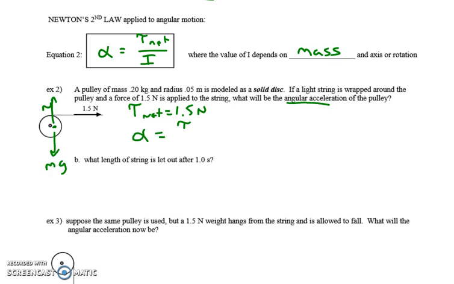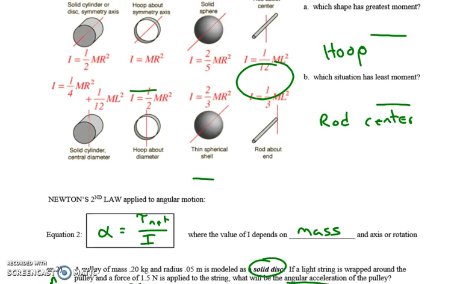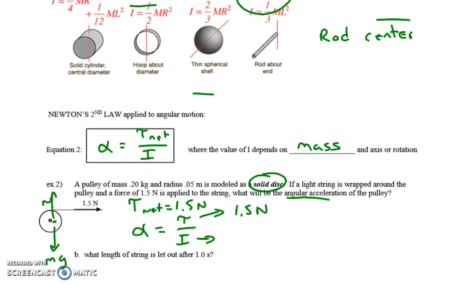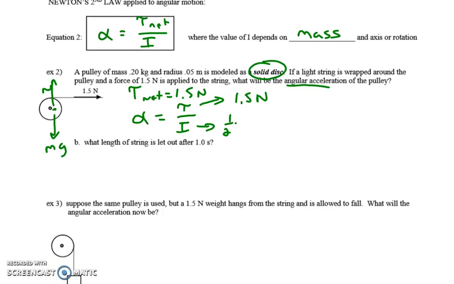It would be tau net, I'm just going to put tau here, divided by the moment. Well, this we already established is 1.5 newtons. Well, how do we find the moment? That depends on the shape that we're rotating. You're told this is a solid disk, which most pulleys are. So if we go back up to our chart here and we find a solid disk, it's really a solid cylinder. We're rotating about that. We see that its moment is not mr squared, but 1/2 mr squared. So we take the mass of the pulley and its radius and we do 1/2 mr squared, and then we can get a value.